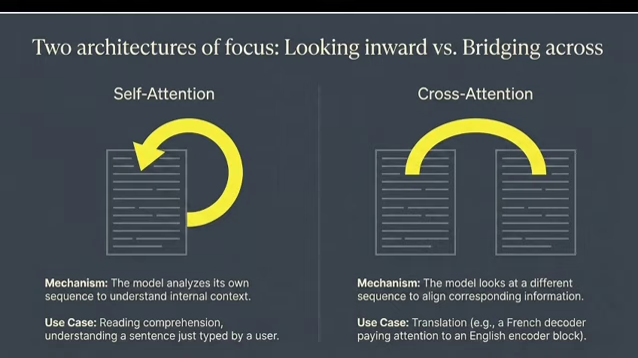Cross-attention, as the name implies, means the sequences within one are compared with the other. The model looks at a different sequence to align corresponding information. For example, translation. Suppose we are translating from French to English, there we require cross-attention, where one sequence should be compared with another sequence.